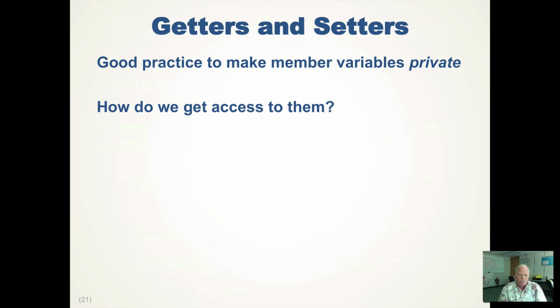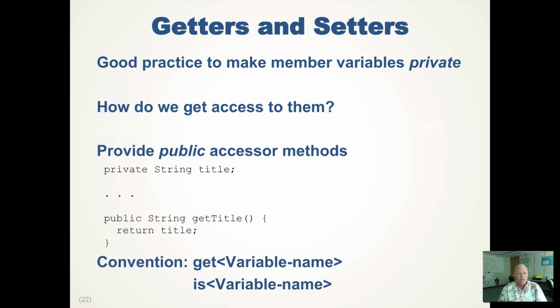So it's a good practice in general to make your member variables private, because you don't want the outside world mucking with your stuff. But if I make them private, they're not visible to the outside world. So how do we grant access to these private member variables to outsiders? So the answer is you provide a public accessor method. So I have my private instance variable title, which is a type string, and then I have a public method get title that returns a string and it returns the title.